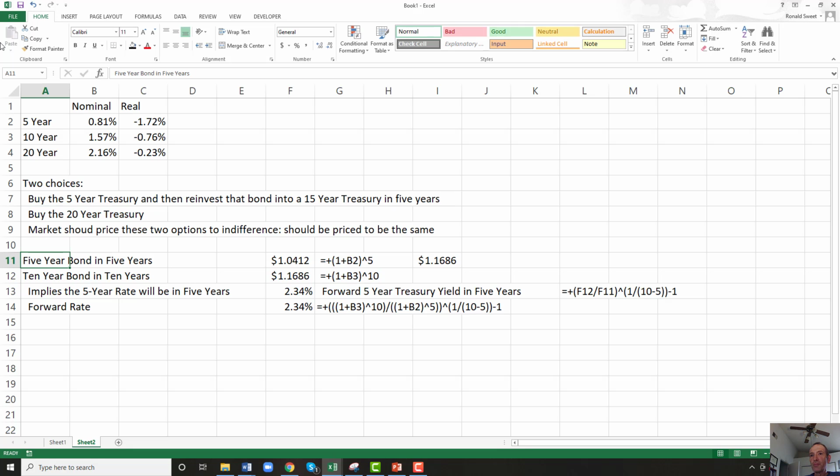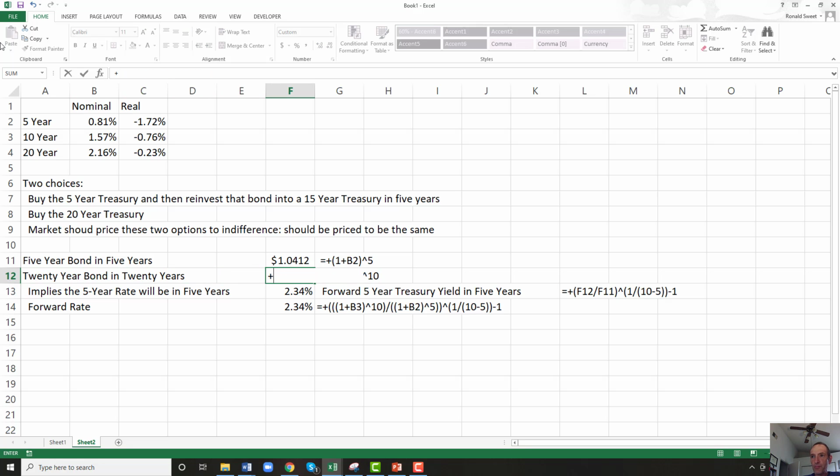So here's your 5-year bond in 5 years. That's going to be exactly the same. That doesn't change at all. And here's your 20-year bond, and what it's going to be worth in 20 years. So there we do 1 plus the 20-year rate. Raise that to the 20th.